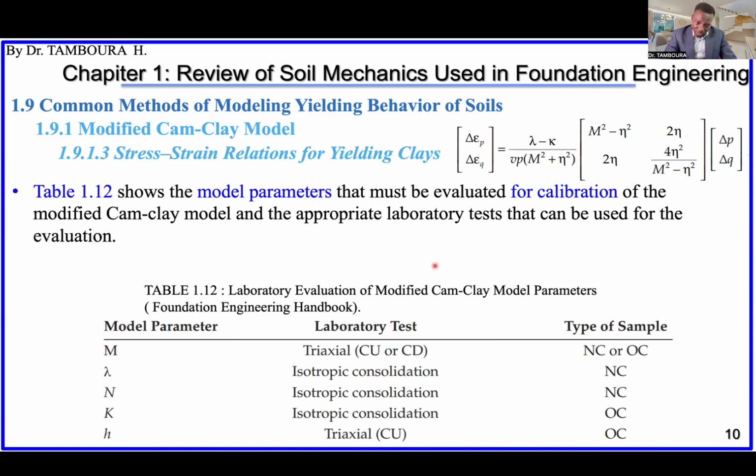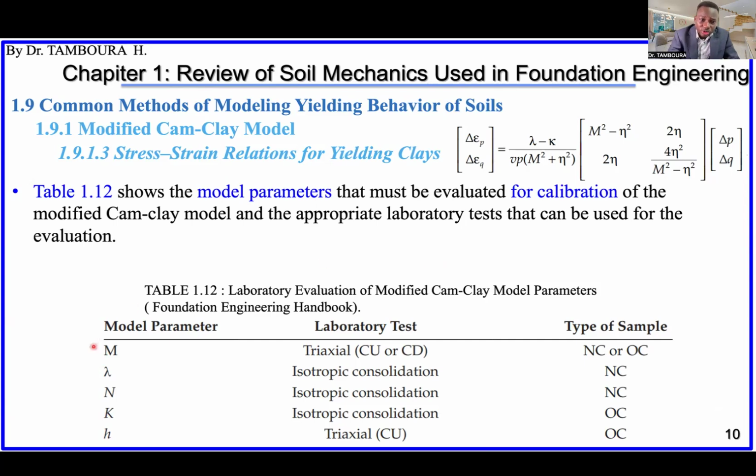Okay. What does this mean exactly? It means that if you are going to build your foundation on clay soil, and you intend to use numerical analysis to model and predict the behavior of your foundation on this soil, and you want to use the clay model, then you need to give the software some information about your soil, because soils are different.